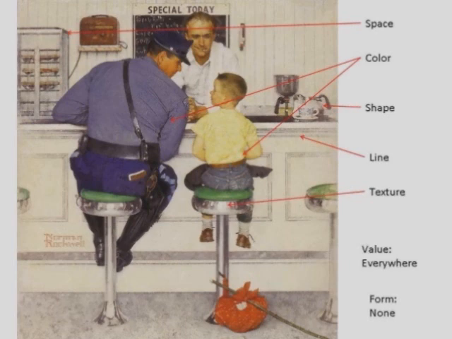He did a great job with texture, creating the texture of chrome on the seats. Value is used much like color, where the 2 main characters are emphasized with the darker values surrounded by the light values. And in this case, there's no use of form due to it being a painting and not a sculpture.